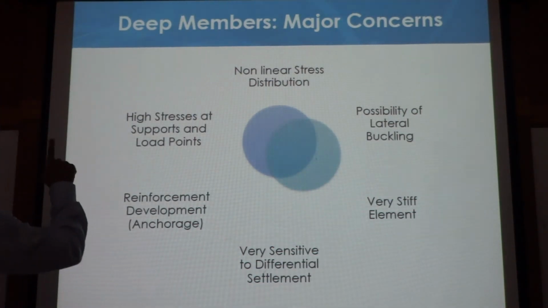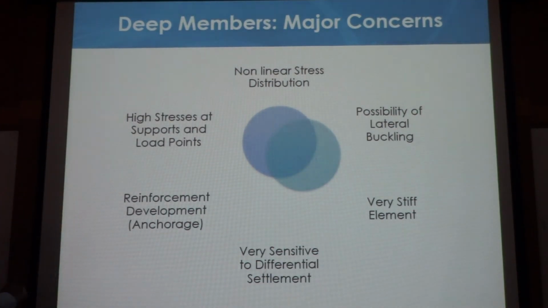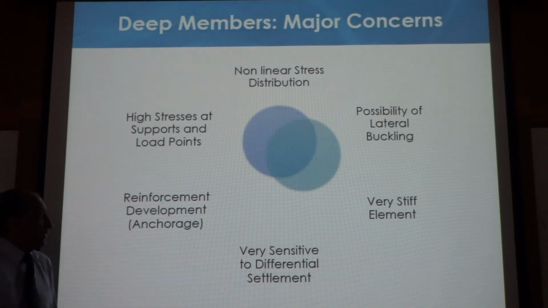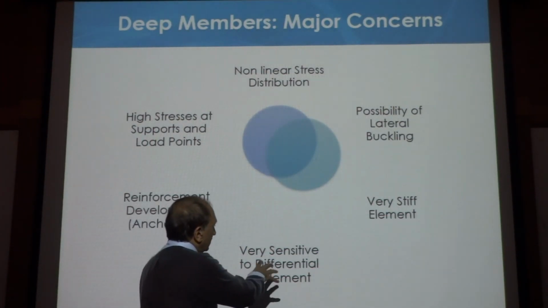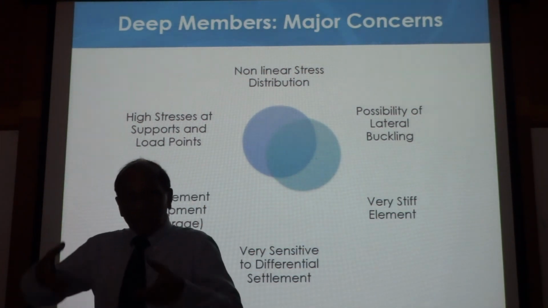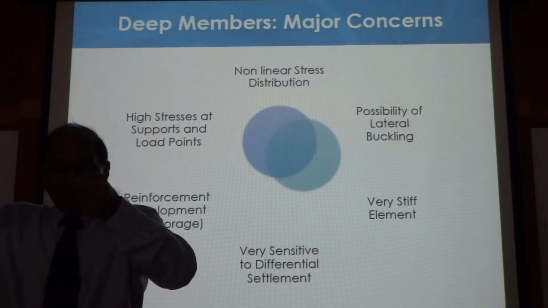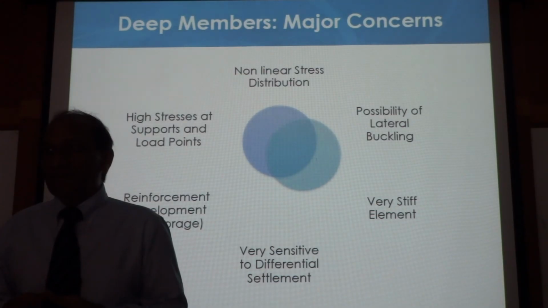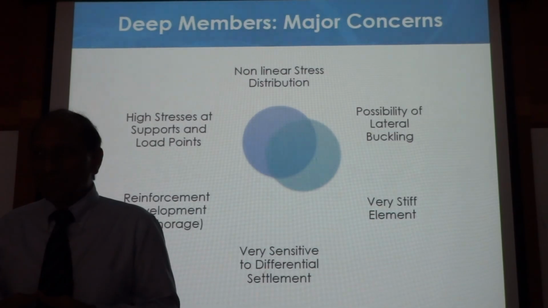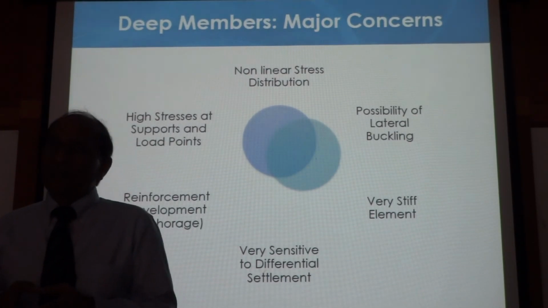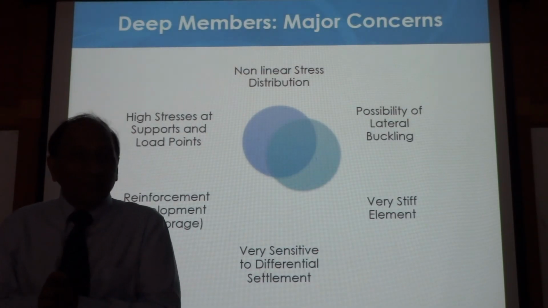So nonlinear stress distribution, high stresses at supports and load points, we have seen that. Reinforcement development and anchorage, we will talk about that when we talk about the ties. Very sensitive to differential settlement, obviously, because stiffness is so high that even a small deformation will cause a lot of bending moments. Correct or not? No. Now you're confused. How is that possible? If the beam is too stiff, why is it a problem? The problem is very simple.